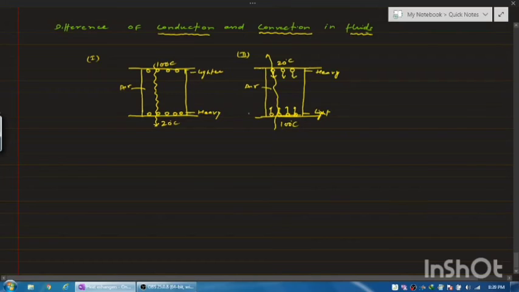So we can observe here both the cases. Here heat transfer is taking place, but there is no fluid motion, because the arrangement is like that: heavier particles are at the bottom side and the lighter particles are on the upper side. But in this case there is a heat transfer, but along with the fluid motion, and this fluid motion can be observed by simple eyes, so it is called macroscopic fluid motion.